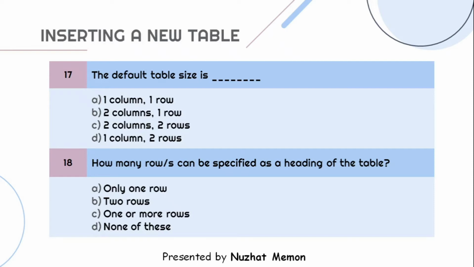Next, 17. The default table size is dash. So the default table size is, yes, 2 columns and 2 rows. So the correct option here is option C.